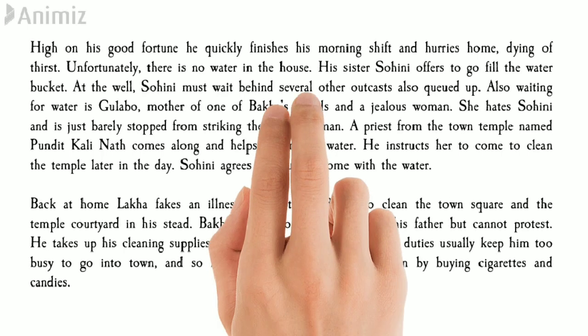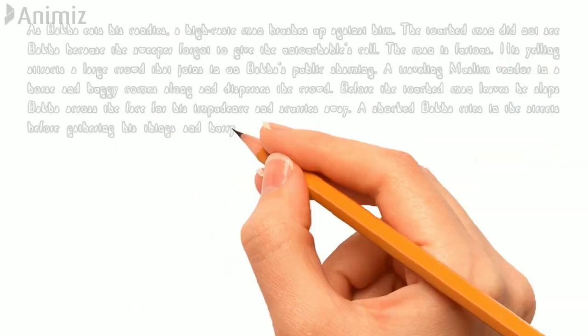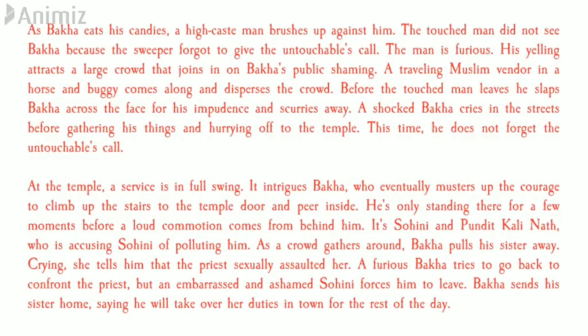Now, while Bakha was having his candies, unfortunately, he brushes against a higher caste person. Back then, it was a big crime if a lower caste person happened to touch a higher caste person in any way. The higher caste person makes a big fuss out of it, and his yelling attracts a lot of crowd. In this crowd, everybody was cursing Bakha except for a traveling Muslim vendor on his horse and buggy, who comes along and disperses the crowd. Before the person leaves, the high caste person slaps Bakha for his impudence and scurries away.